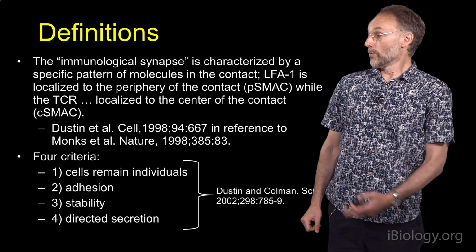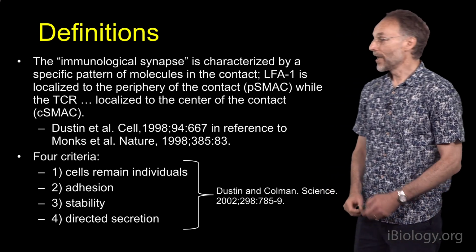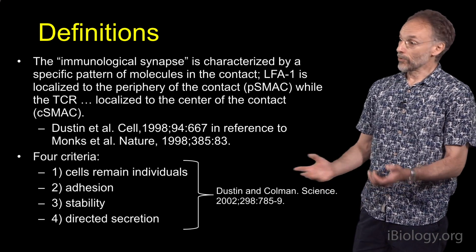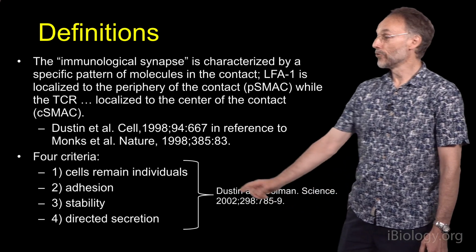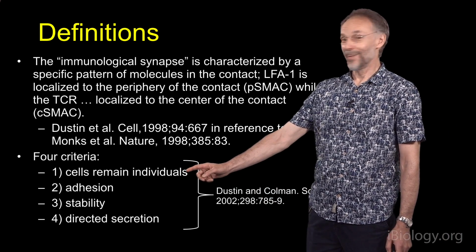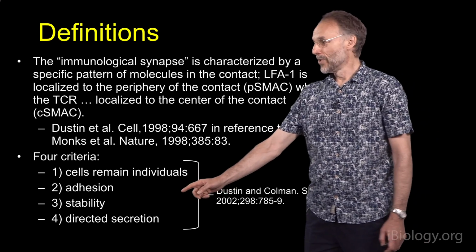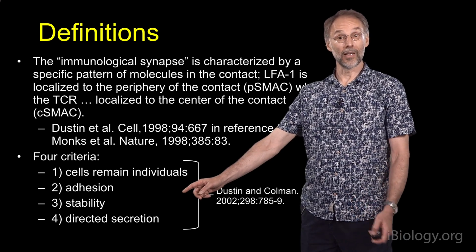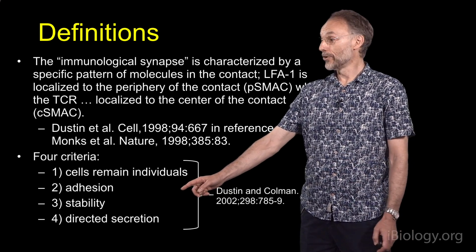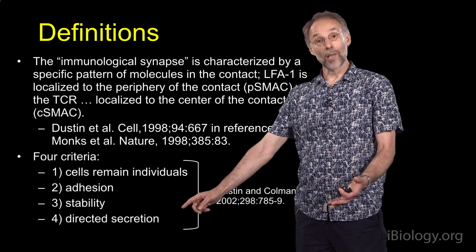And later on, in collaboration with David Colman, who's a neuroscientist, we thought about a few criteria that were common to the neural and immunological synapses. First, that cells remain individuals, which is part of the neuron doctrine. That there are bona fide adhesion molecules mediating these junctions, cadherins in the neural synapse and integrins in the immunological synapse, and that these are at least provisionally stable junctions.